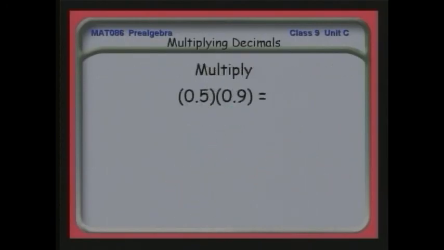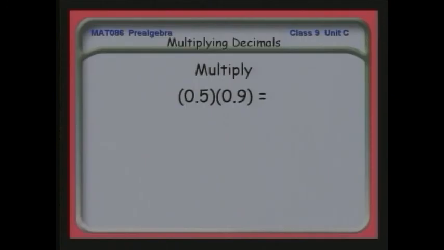Now let's look at multiplying decimals, and in order to do this, I'm going, as I have before, to sneak up on something. I'm going to start with basic principles we already know and have worked with, in other words, fractions, and then I'm going to use what we've learned with fractions and apply that to decimals. Let's look now at what happens when we multiply 0.5 by 0.9.